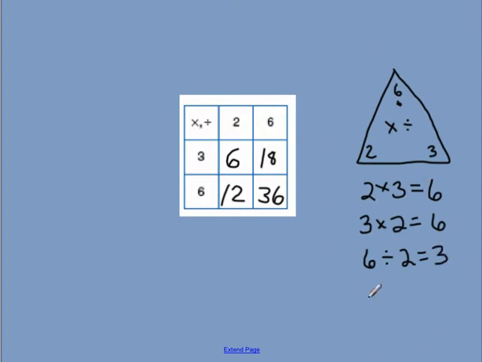And then, of course, I could go the other way. I could do 6 divided by 3. So how many 3's in 6? That would give me an answer, yes, of 2.